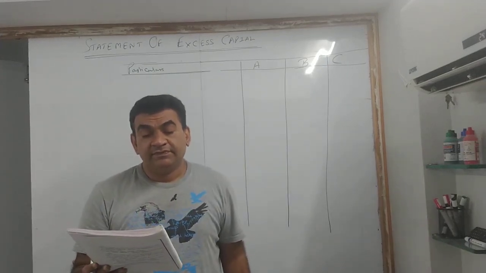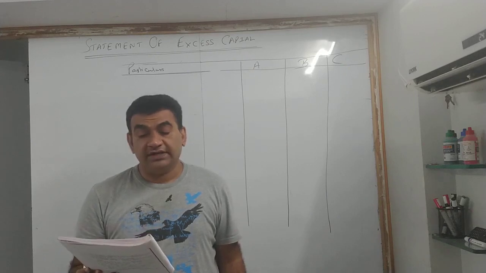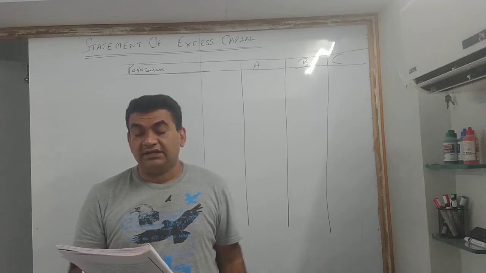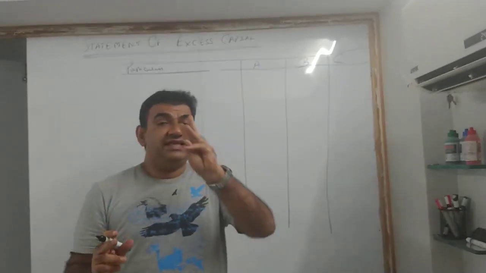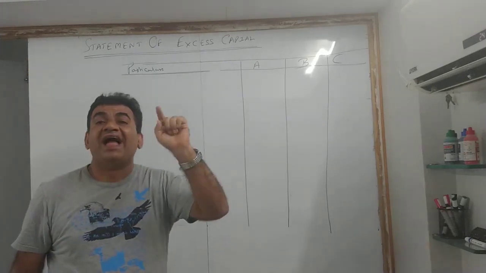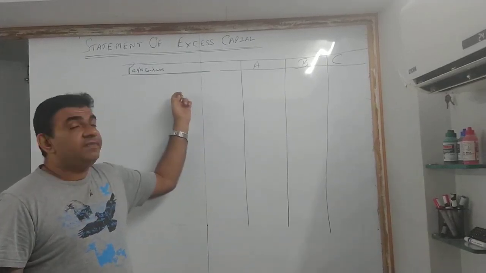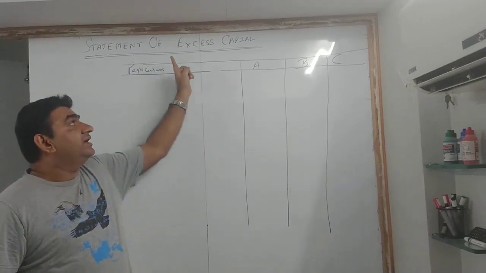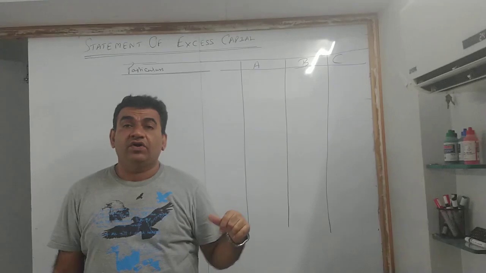See the first question. A, B and C are 3 partners sharing profits and losses in the ratio 3:2:1. Their capital balances are 60,000, 48,000 and 30,000 respectively. Determine the excess capital. Okay? Now, there are 3 partners. So this is the way you will prepare the statement. Remember, this statement you have to prepare in each and every sum of this chapter. Statement of excess capital. Why it is called excess capital, I'll tell you towards the end of this video.